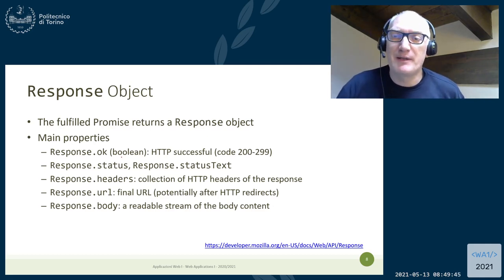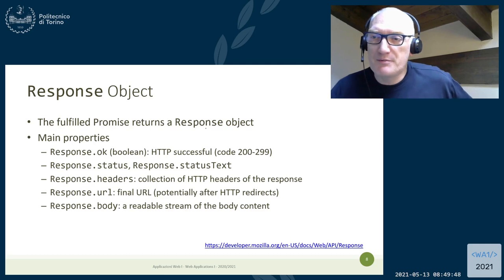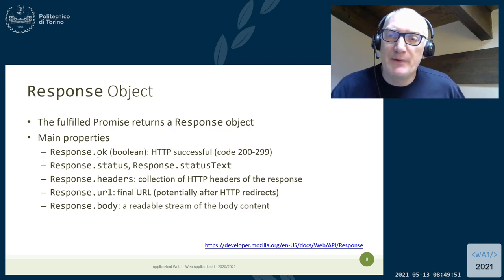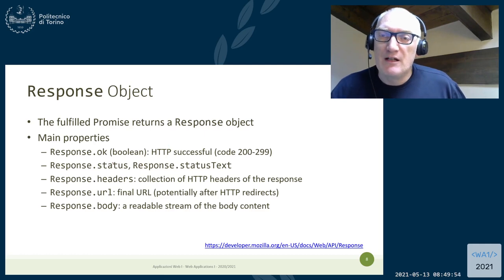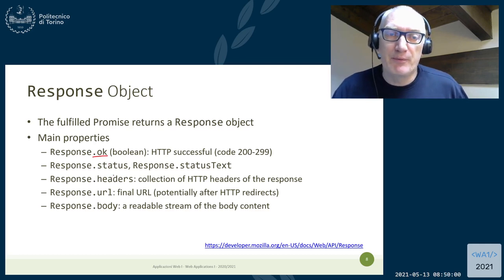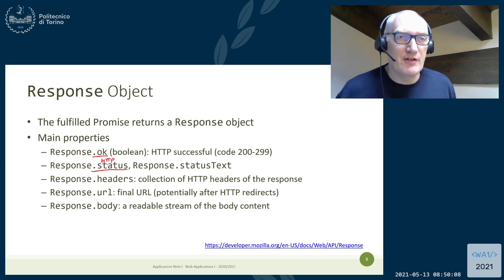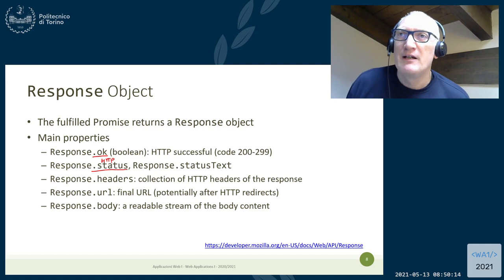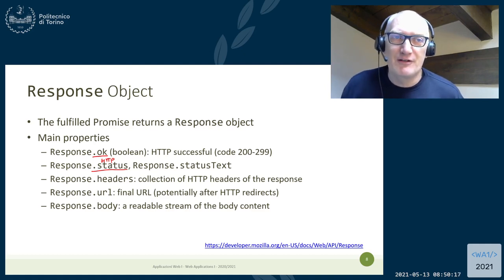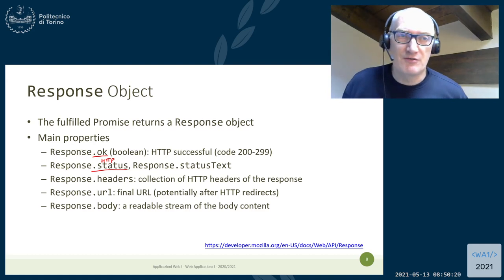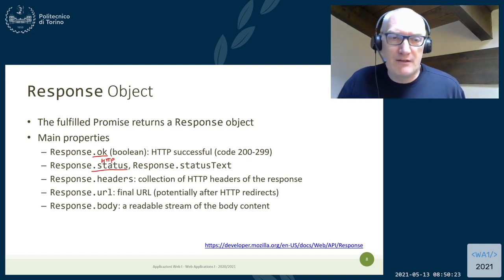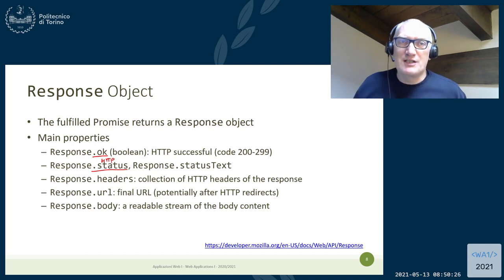So what are the things that we can extract from this response object? Basically, we have, and they may be useful in our code, an ok property, which is a sort of pre-processing over the status of the response. So status is basically the HTTP status: 200 for success, 304 for redirect, 404 for not found, 500 for server error, and so on. Okay, that is the status code. And we can query that, and we can decide what to do depending on the status that was returned.